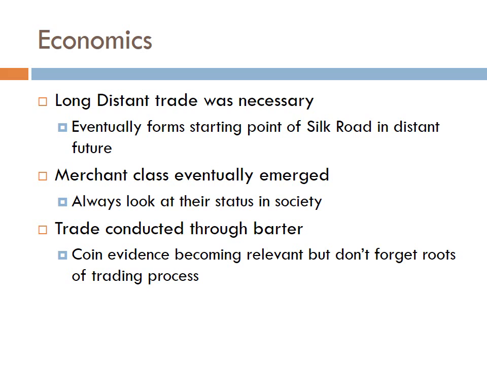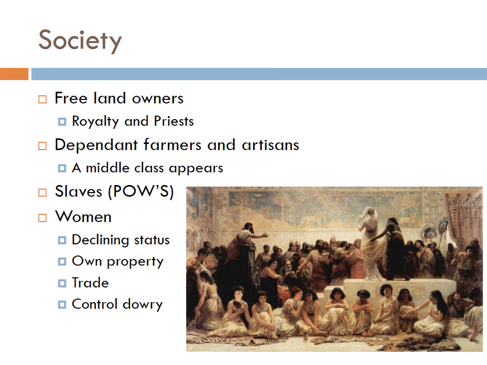Don't forget the roots of the trading process. It's through trade of goods. Society breaks down here, looking at free landowners, through the royalty and the priests. And then they'll become dependent on farmers and artisans. That's when your middle class will appear, right?